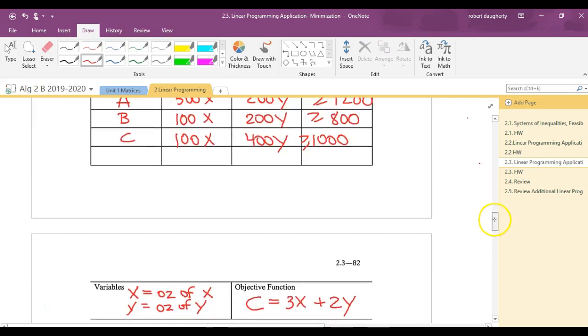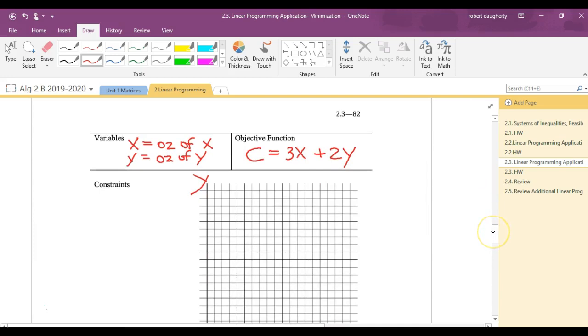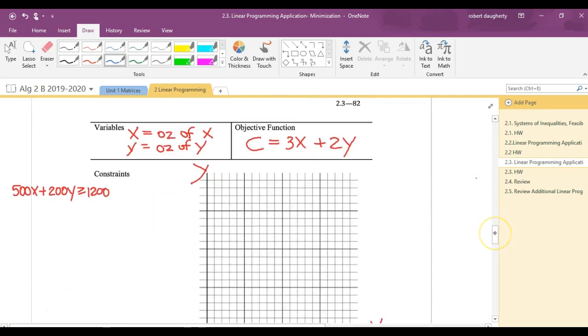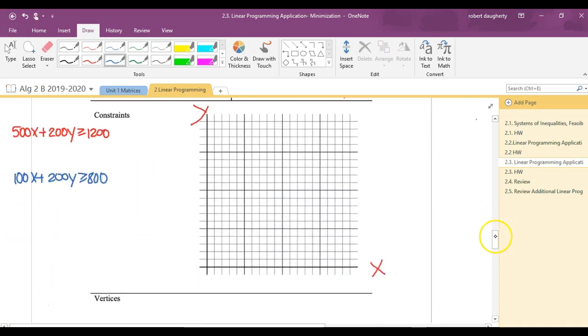So my constraints are 5, 2, and 12. So I had 500x plus 200y greater than or equal to 1200. And then I've got what, 1, 2, and 8. 100x plus 200y greater than or equal to 800. And the last one was 1, 4, and 1,000.